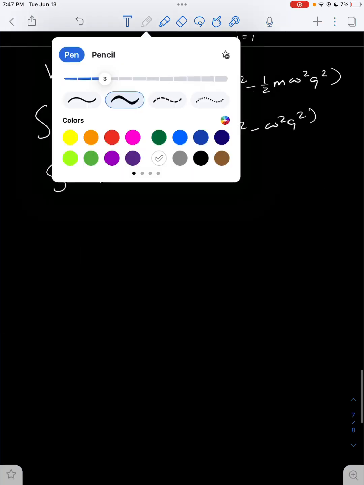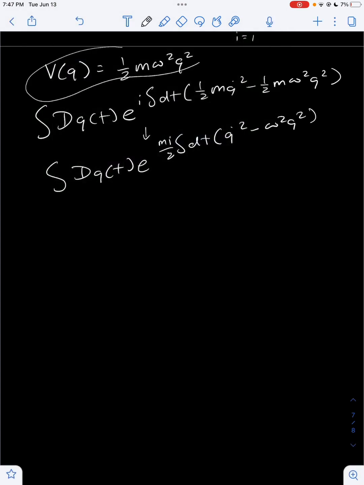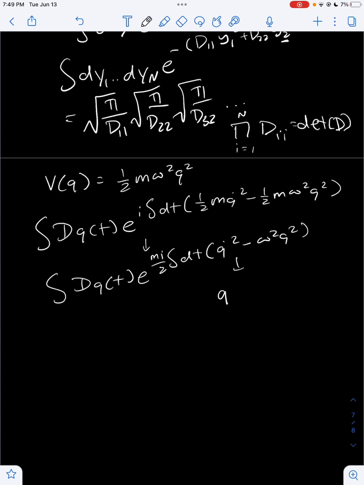So here we have the potential for a harmonic oscillator. This means that the path integral is going to be this over here, where here is the Lagrangian, which is the kinetic energy minus the potential. We write the potential as this over here instead of 1/2 kx squared, so that we can factor out the m as we've done over here. We want to have q times something times q. We don't have that right over here.